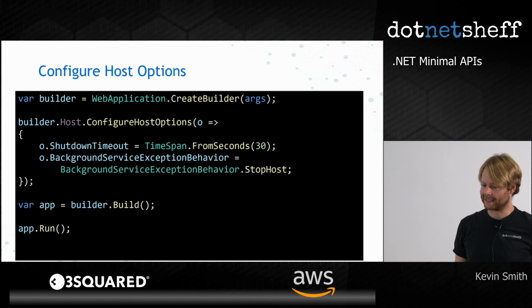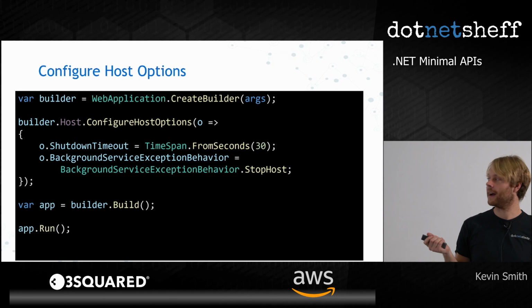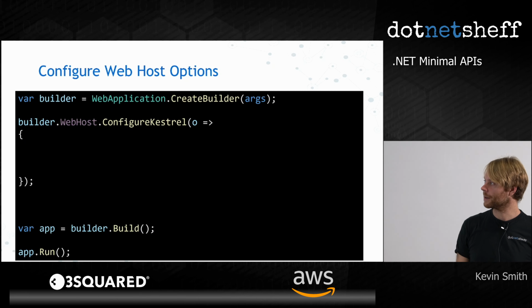And you can also change things like the background service exception behavior. If you've used hosted services in ASP.NET Core, which is an IHostedService, I think it is, if that gets any exception, you can make the whole web API or web server just terminate at that point. By default, it doesn't stop, it just continues. So if you want to override that, you can. And then we've got the web host options as well.